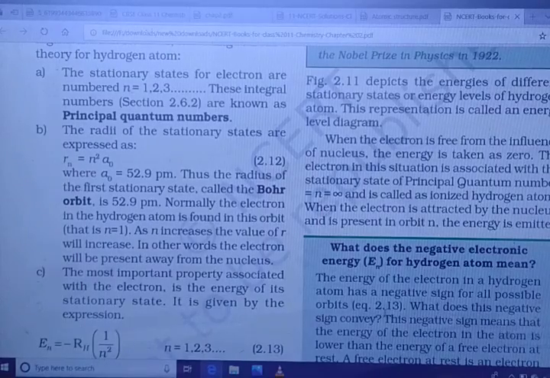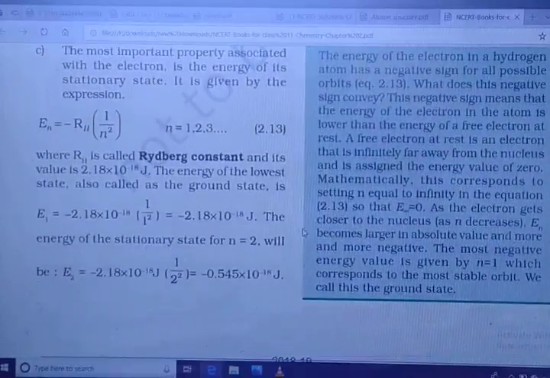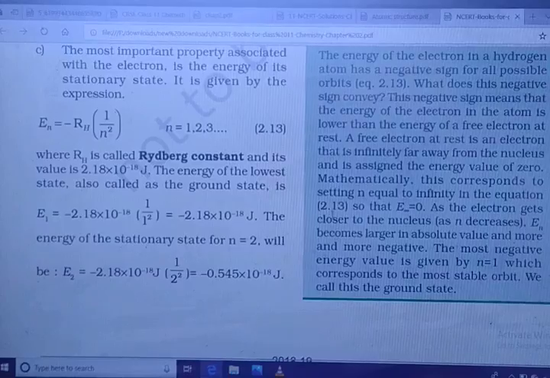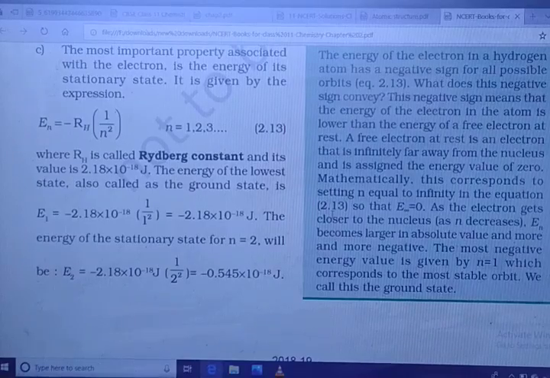Now, if I talk about the initial energy state and the final energy state, E_n is equal to minus R_H into 1 upon n square, n is equal to 1, 2, 3, 4. Here R_H is the Rydberg constant and its value is 2.18 into 10 to the power minus 18 joule. It is the value found by Rydberg from the spectral lines, which I described earlier. So the R_H value is fixed, that is 2.18 into 10 to the power minus 18 joule.